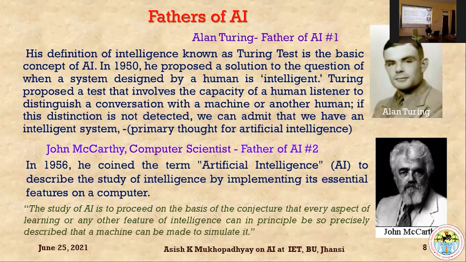So AI was based on, without proof, a hypothesis he was able to make, that it is possible to convert the intelligence, to impart the intelligence of a human being into a machine. You can build a machine, he first proposed that. So this is the matter.